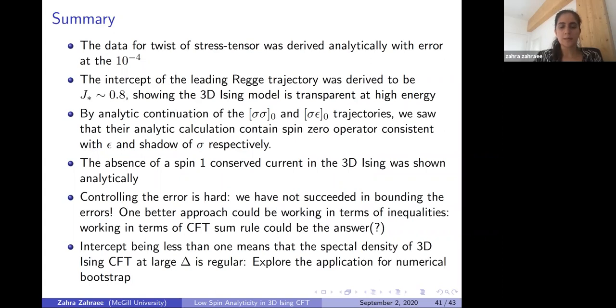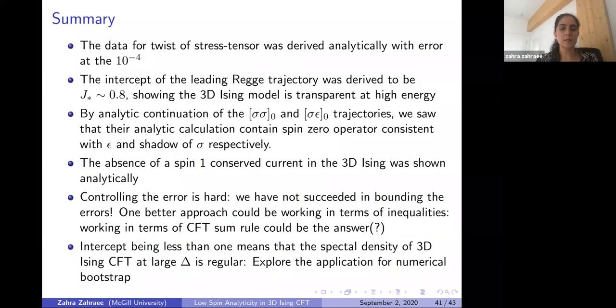The most stable analysis we did was for the stress tensor, which we derive analytically with the error at the level of 10 to the -4. Then we moved to the study of the intercept of the leading Regge trajectory, which we derive to be around 0.8, showing that the 3D Ising model is transparent at high energy.